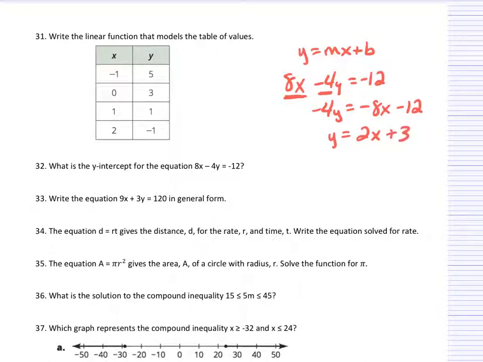So there's my equation in general form, but it's asking for the y-intercept. And the slope is 2, but the y-intercept is a +3. So my answer for the y-intercept is +3.